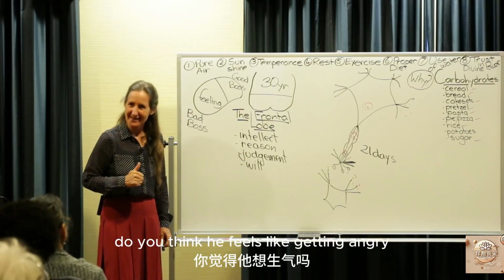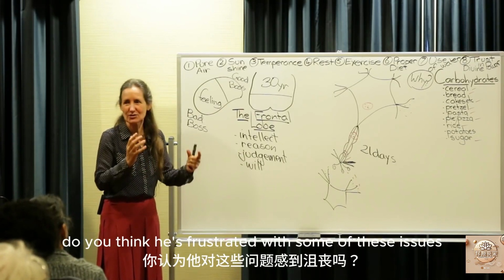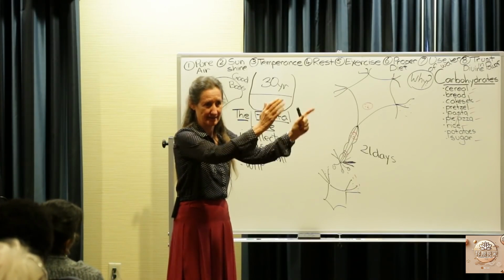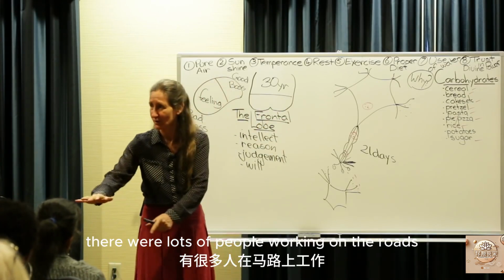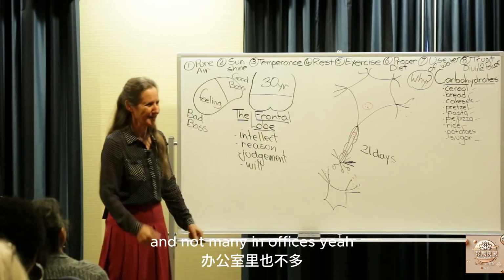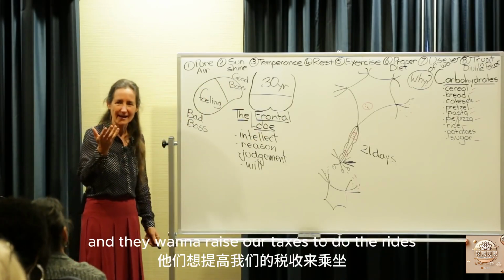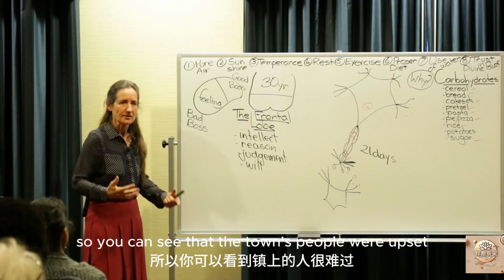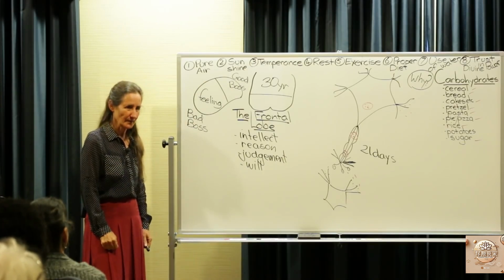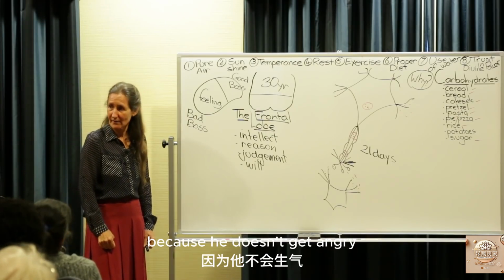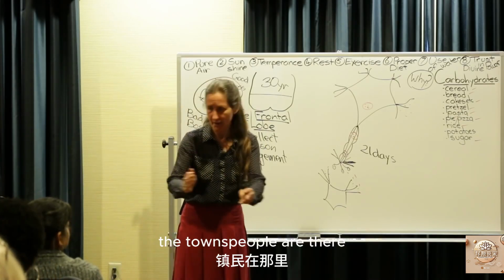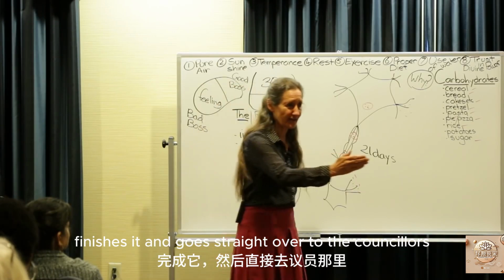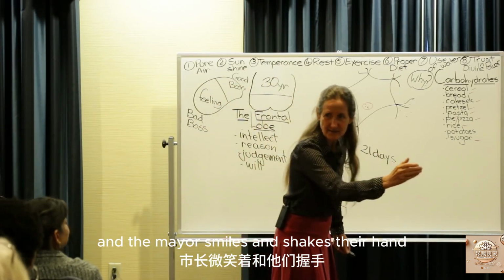Do you think he feels like getting angry? Do you think he's frustrated with some of these issues? They won't tar the roads, but they've got hundreds in offices. 50 years ago, there were lots of people working on the roads and not many in offices. Yeah, it's frustrating. And they want to raise our taxes to do the roads. So you can see that the townspeople were upset. So they get Michael to chair it because he doesn't get angry. And when the meeting had finished, the townspeople are there, the councillors are there and the mayor. Michael finishes it and goes straight over to the councillors, and the mayor smiles and shakes their hand.